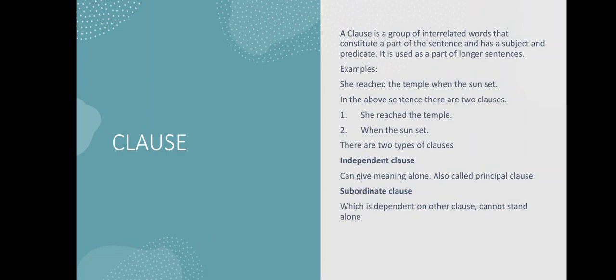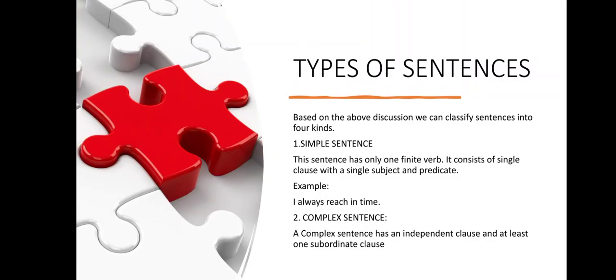Now according to the types of clauses we discussed, we can classify the sentence. There are four types under this classification. One is the simple sentence, second is the complex sentence, third is the compound sentence, and fourth is the compound complex sentence. Simple sentence is the general format of the sentence, subject plus verb plus object, and this is presented only by the independent clause.